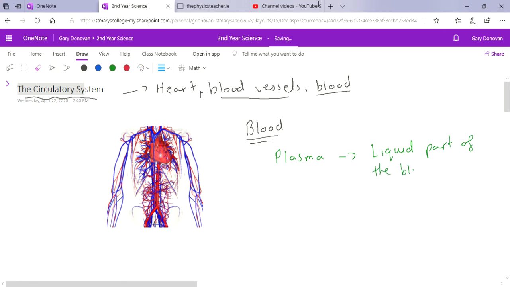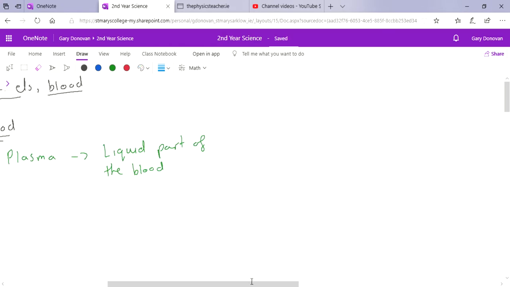And it has two main functions. And its first main function is that it carries dissolved substances around the body. So its function number one is it transports or carries dissolved chemicals around the body.